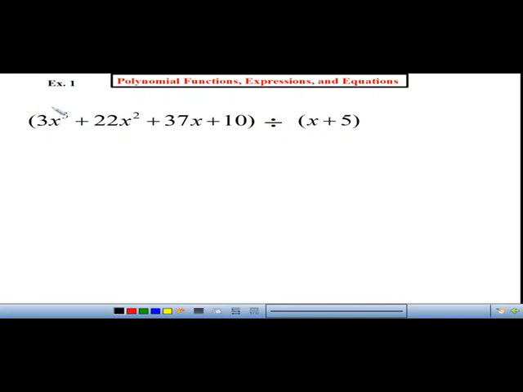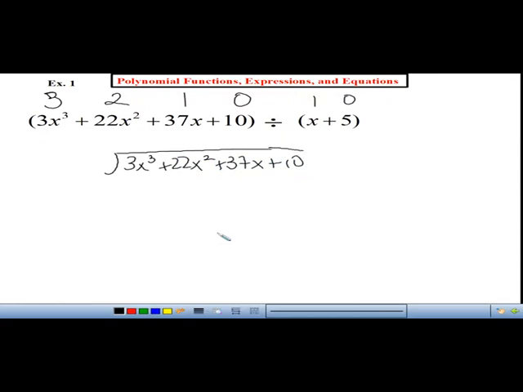Let me check if it's in standard form. This is to the third degree. Yes. Second degree. Yes. First degree. Yes. 0 degree. Is it in standard form? Yes. Let's check this one. First degree, 0 degree. Okay. Now that we checked that it's in standard form, now I can write my dividend. My dividend is 3x cubed plus 22x squared plus 37x plus 10. What is my divisor? My divisor is x plus 5.